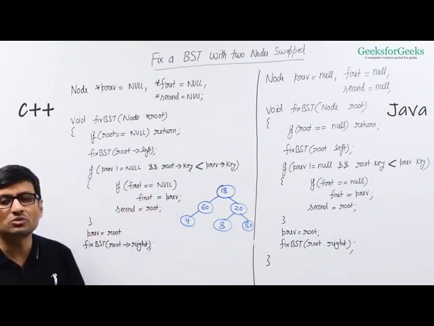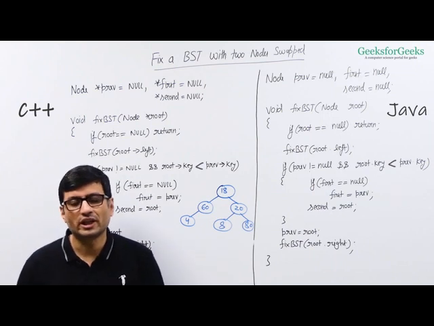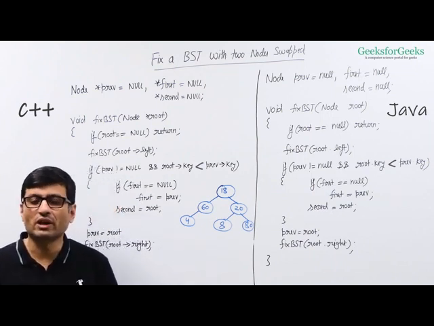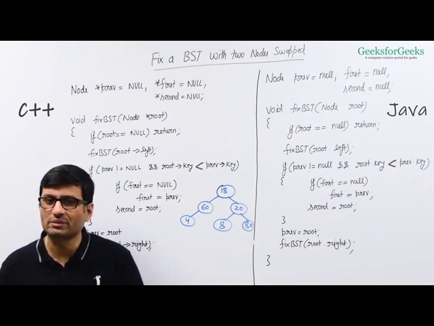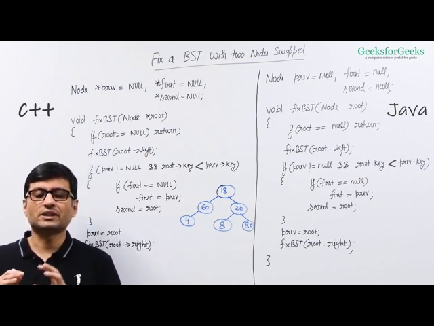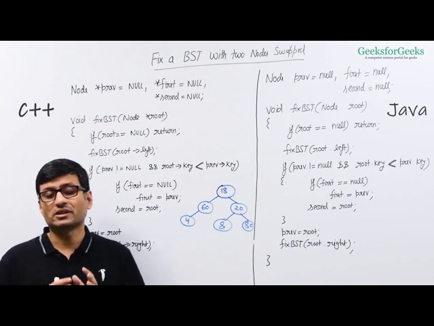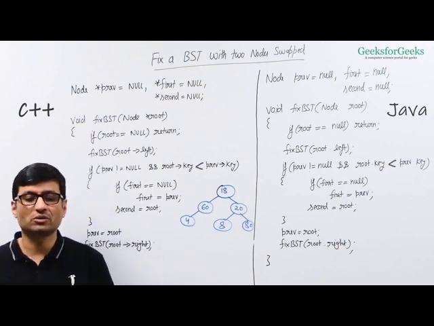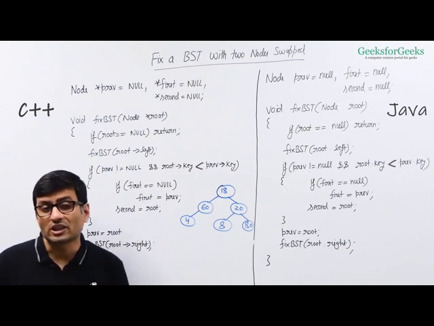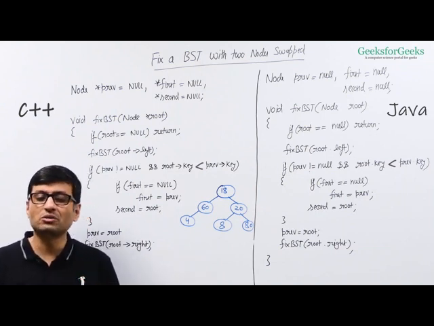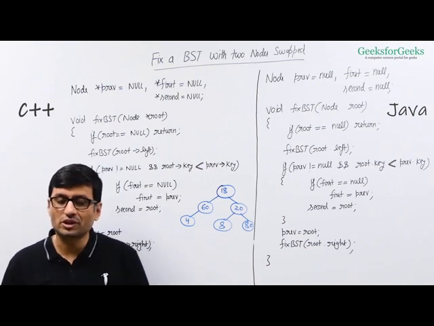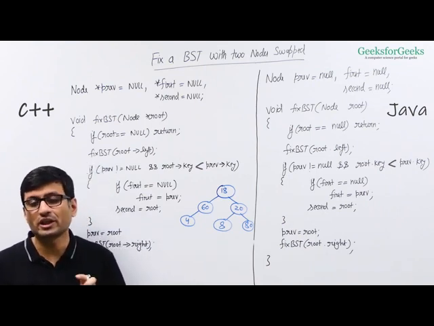What are we doing in these two codes? We are simply doing an in-order traversal. While doing an in-order traversal, if we see a violation, we follow the same array-based approach. If first is null, then we set the first as previous, and we always set second as the current node, right? Since it has to be an in-order traversal, we need to traverse the left subtree first, then we need to check for the current node, and then we call for the right subtree.